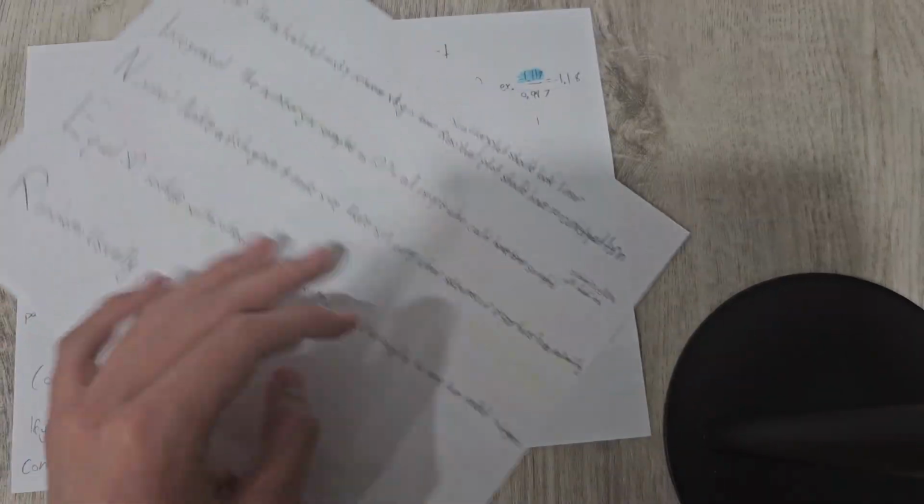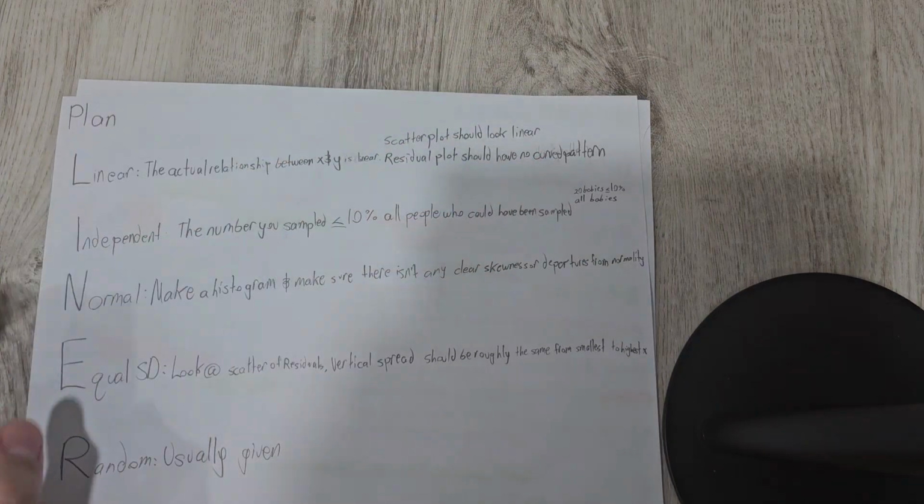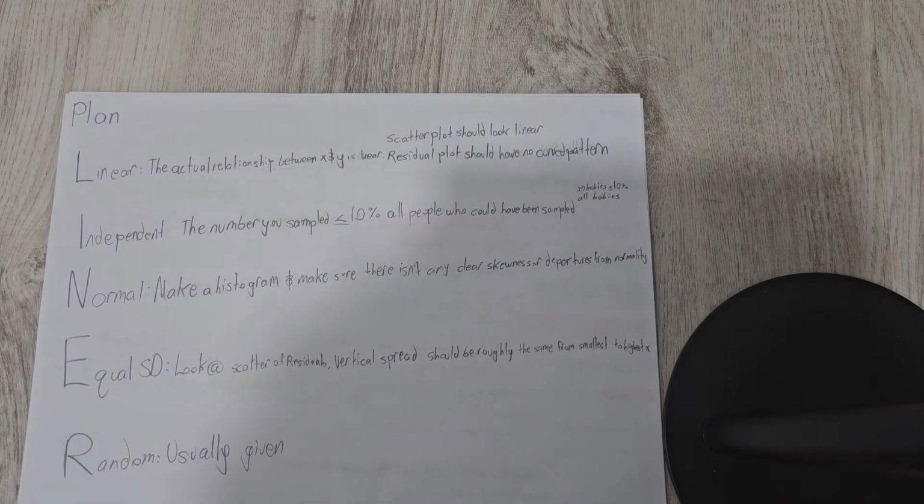Now let's talk plan. This is the same for both significance test and confidence interval. We're going to use the acronym LINER, which stands for linear, independent, normal, equal standard deviation, and random. So for linear, you're going to look at your scatter plot. If it looks linear, you're good. If it doesn't look linear, you're probably not good. You want to check your residual plot to see that there's no curved pattern. So you're either going to have a residual plot given to you, or you're going to have to make your own.